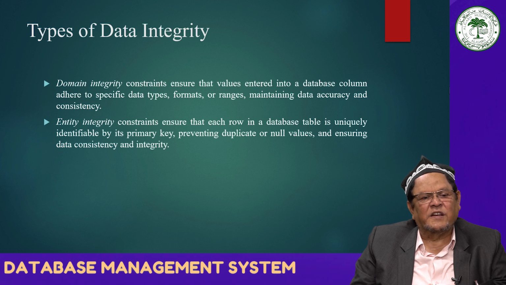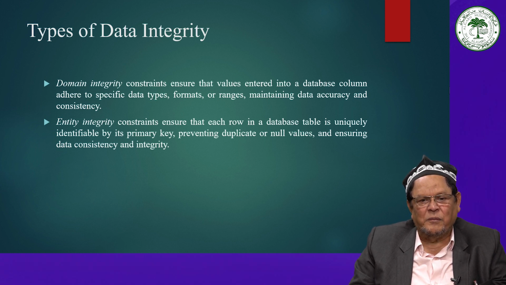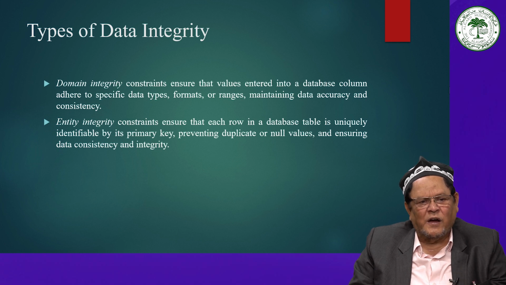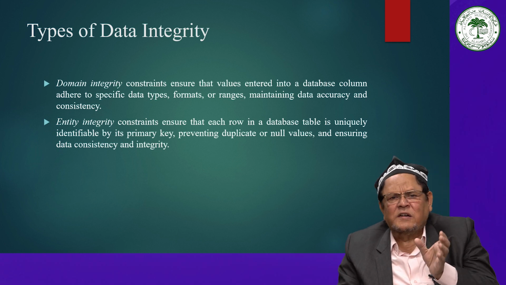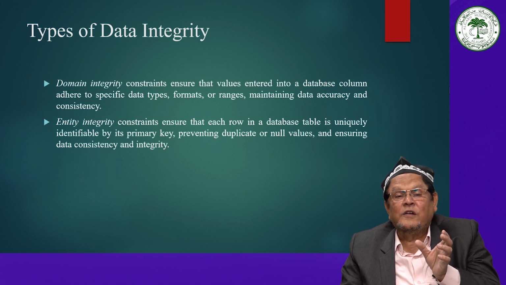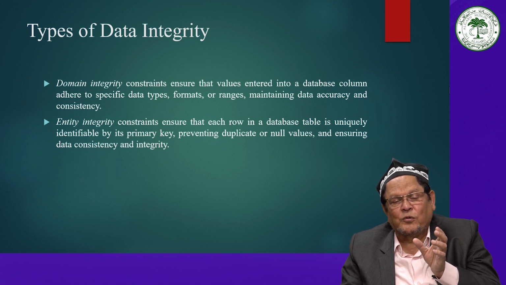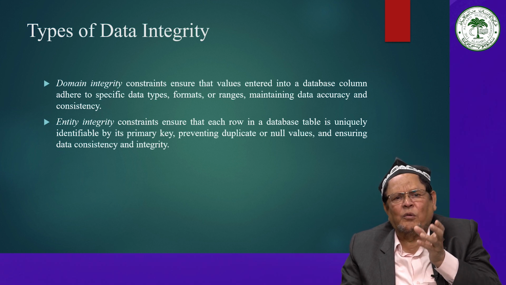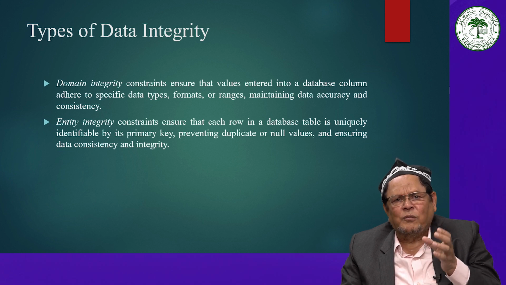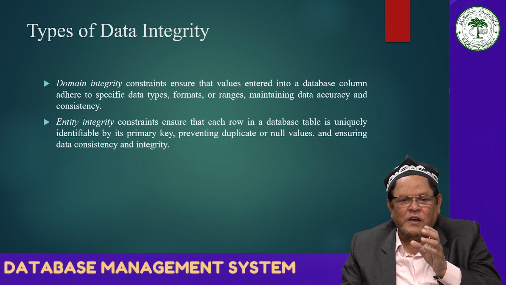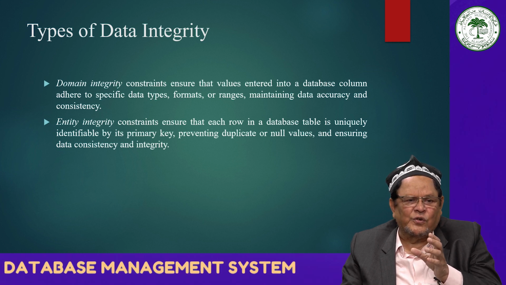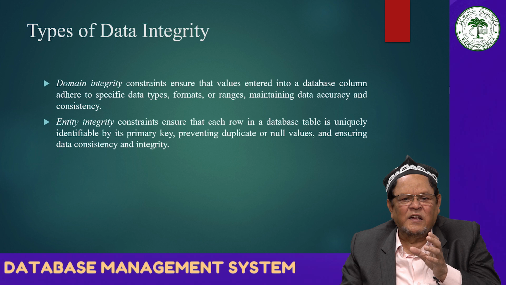Next is entity integrity constraints. They ensure that each row in the table is uniquely identified by the primary key. It means every table must contain a primary key. Suppose in student information, the roll number, or for an employee, the employee number, by that we are able to retrieve particular data. It prevents duplicate or null values, ensuring data consistency and integrity.